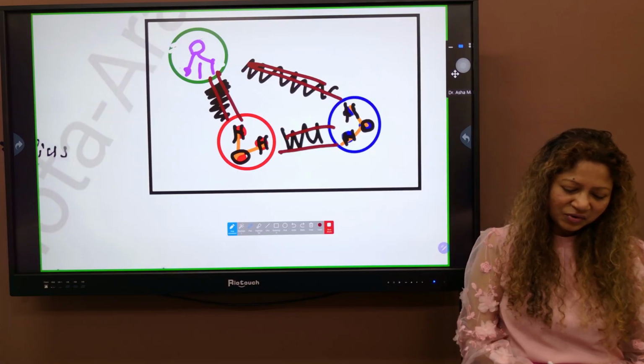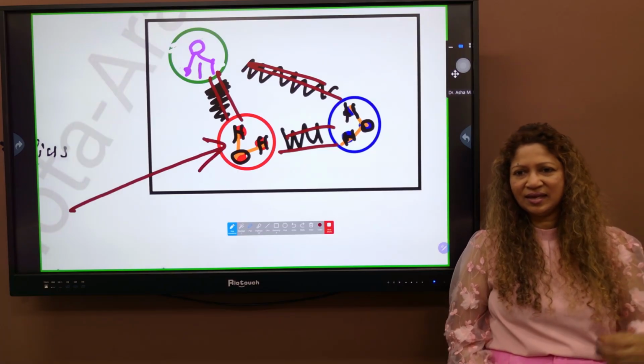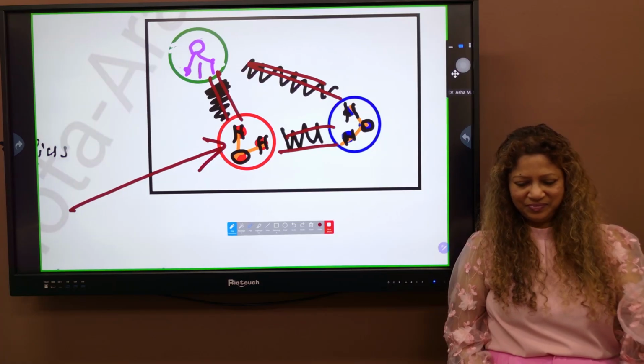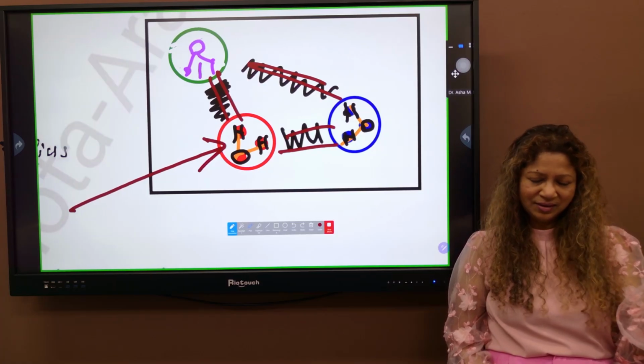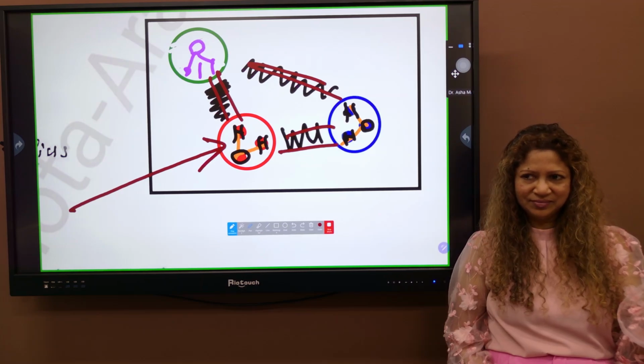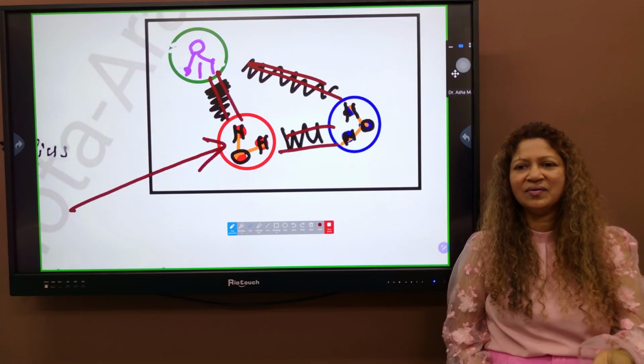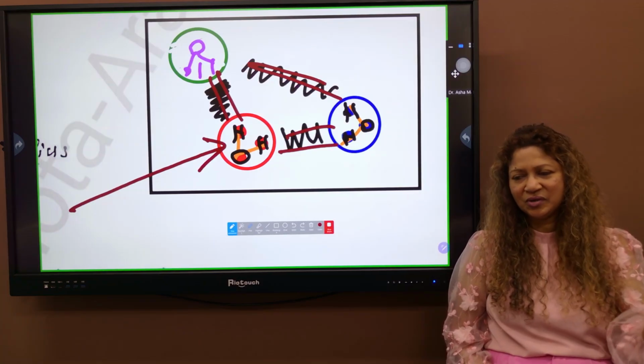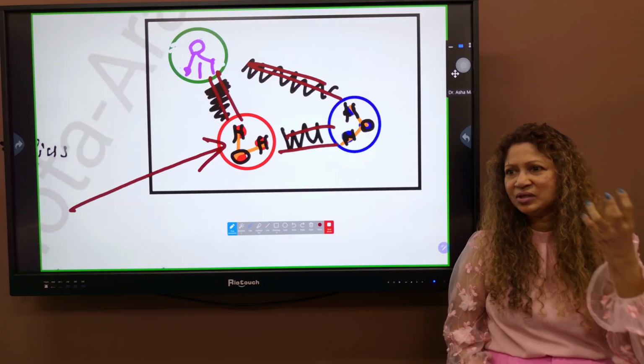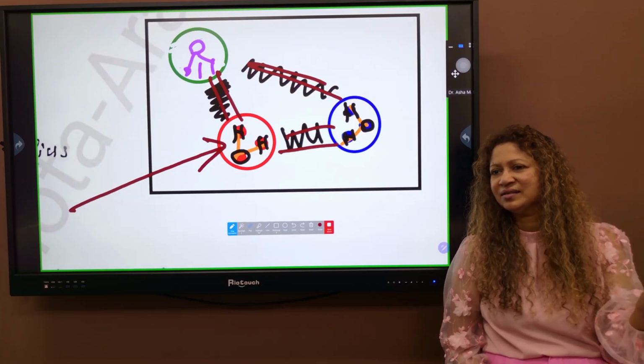Okay, now tell me, what are the connections inside a water molecule? Covalent bonds. Covalent bond between oxygen and hydrogen. Do you know what is the meaning of hydrogen bonding? Hasan.